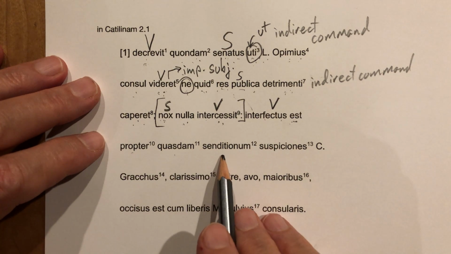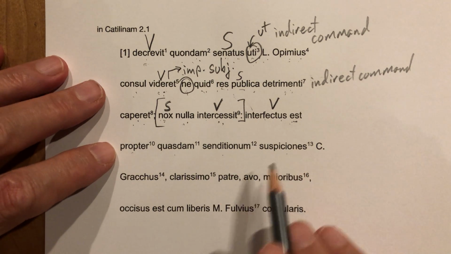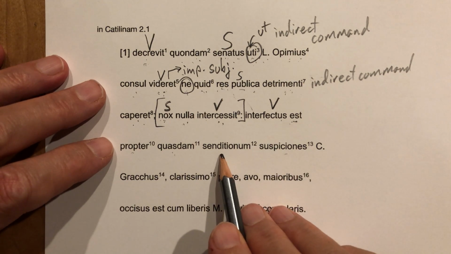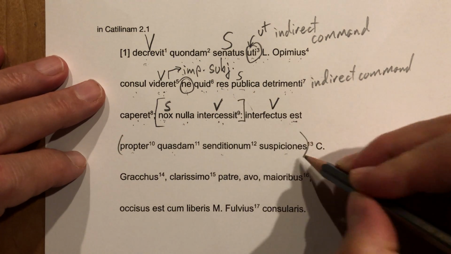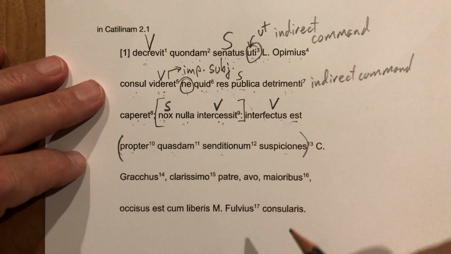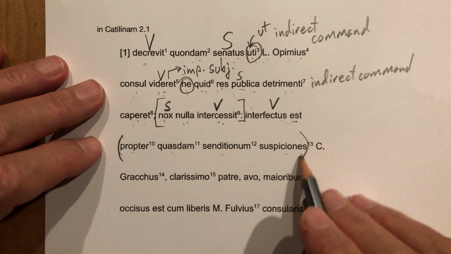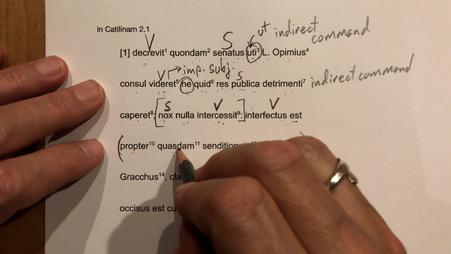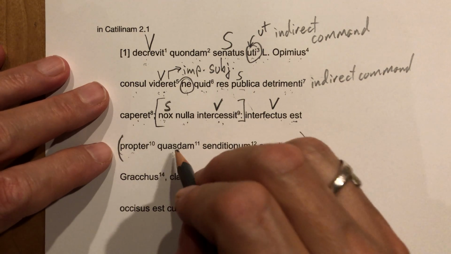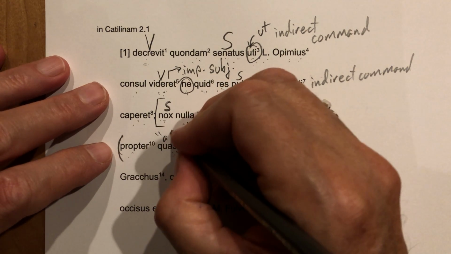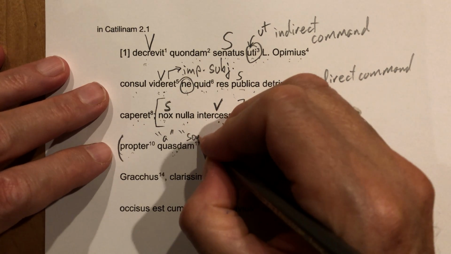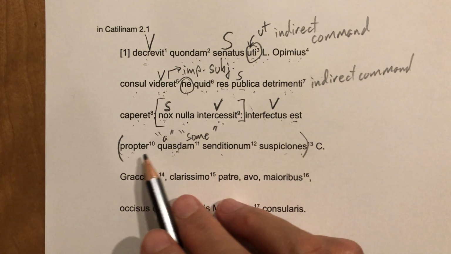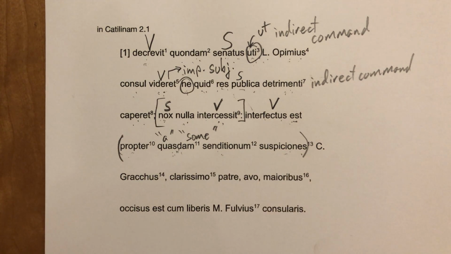Propter quasdam suspiciones. Because of certain suspicions of sedition. So this is just a little prepositional phrase. We love to get those out of the way. Propter to suspiciones. And quasdam, this is actually a frequently used term. We can actually translate this as a or some. It's really indefinite. It's called the indefinite pronoun because of some suspicions of sedition.